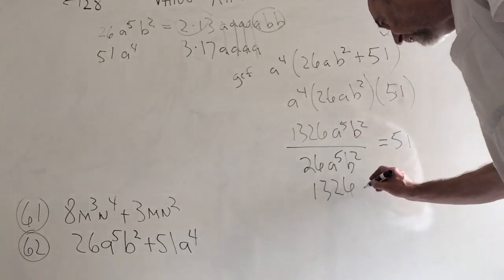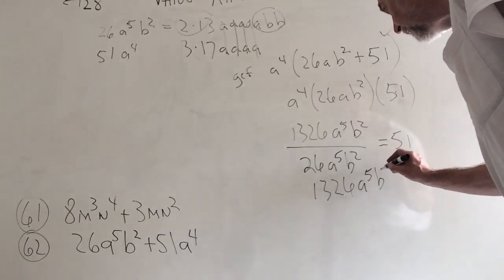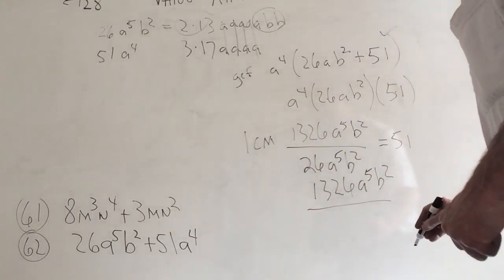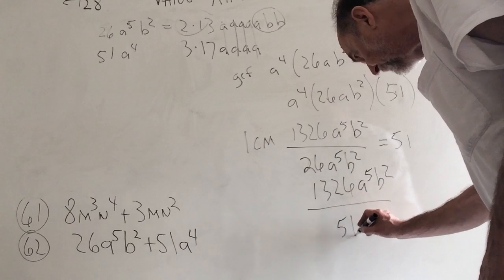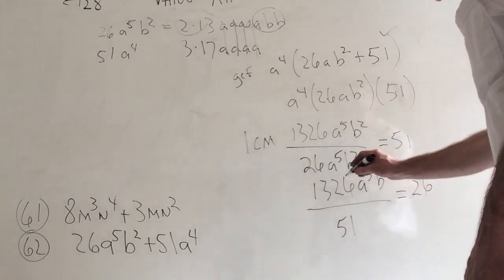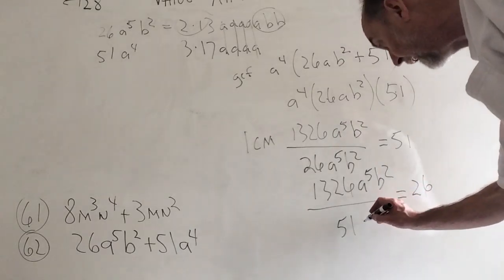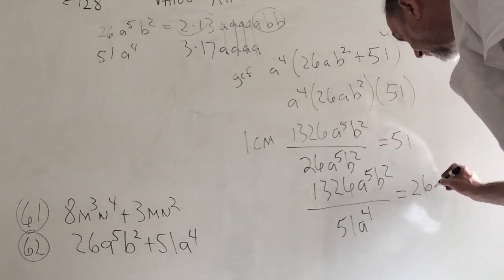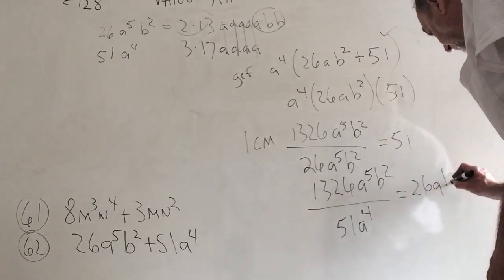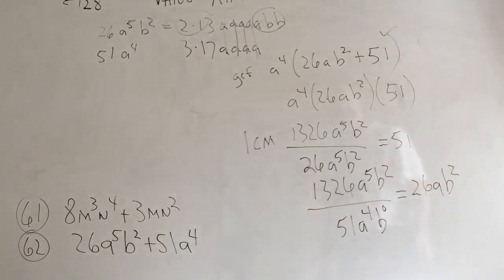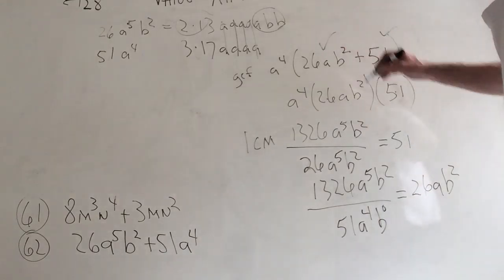And then 1326, A to the 5th, B to the 2nd, again the LCM. And I'll divide that by the final term here. And so we know that 51 goes into 1326 26 times. Okay, and it's A to the 4th. And I divide that and I get A. And I divide that and I get B squared. Because after all, again, for the weaker students, I'm only dividing by B to the 0. And that's precisely what I was looking for, which you can see over here.